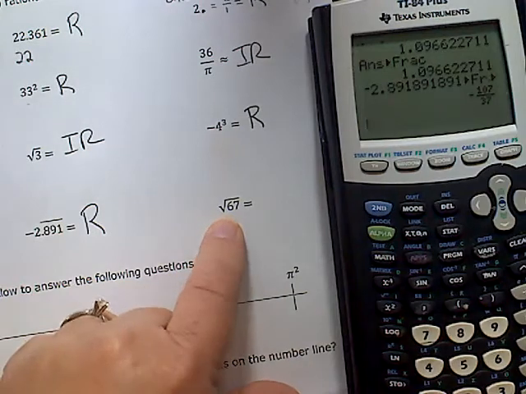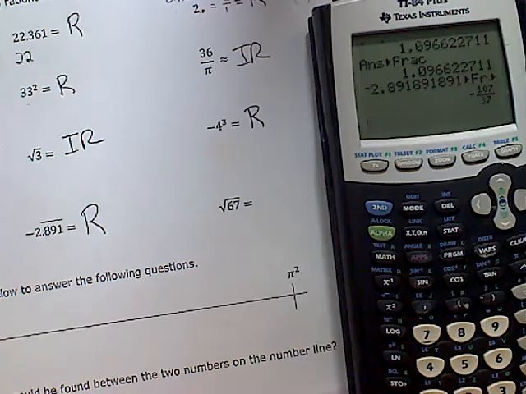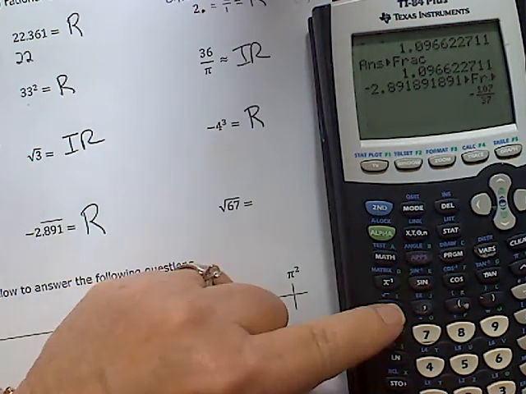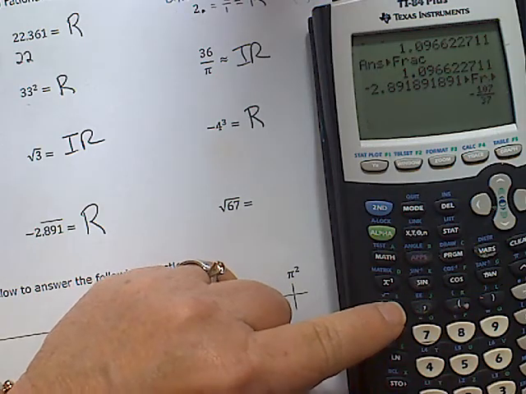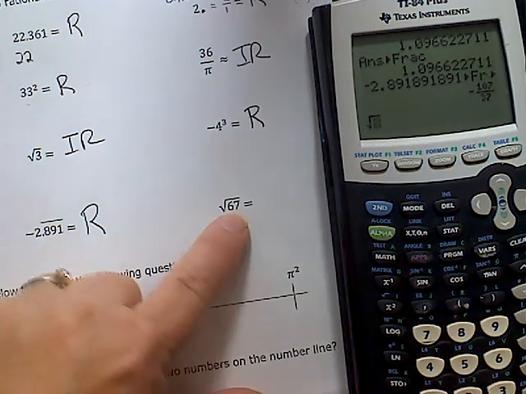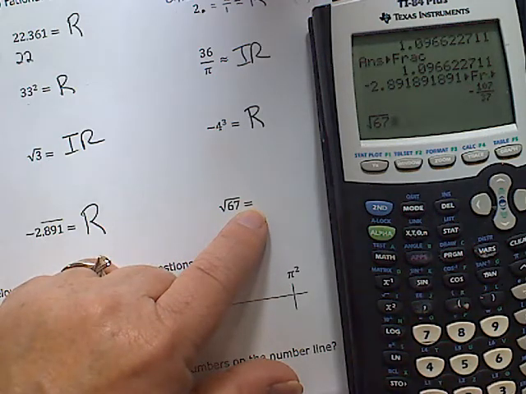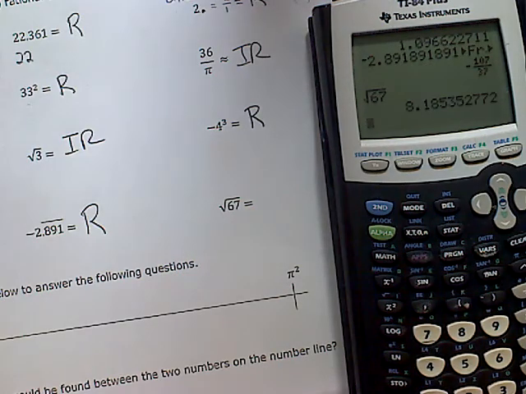Square root of 67. I hope you remember how to do this one. You should be able to push second, the x squared key, because the square root symbol is right there. Hit 67, arrow out, and hit enter. Ooh, does that number repeat? Does that number terminate?